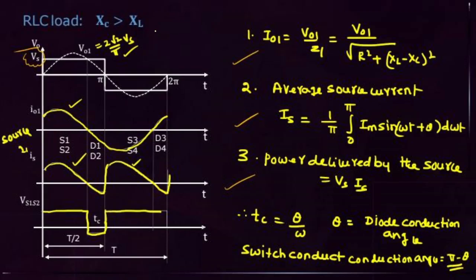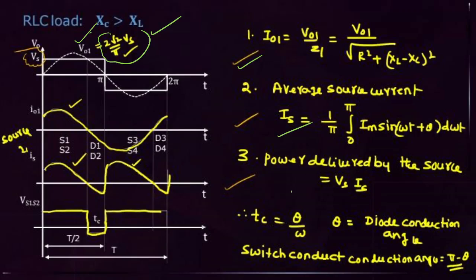Then RLC, XC greater than XL. XC greater than XL means leading power factor load. For a leading power factor load, how to write the formulas? This is the I01 formula. That is, I01 is the RMS value of the fundamental output. It is a full bridge inverter, so V01 is 2 root 2 by pi into Vs. If they don't give V01 directly, you have to calculate V01 using that formula.